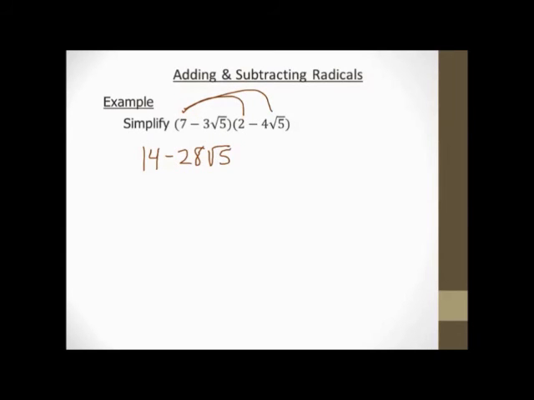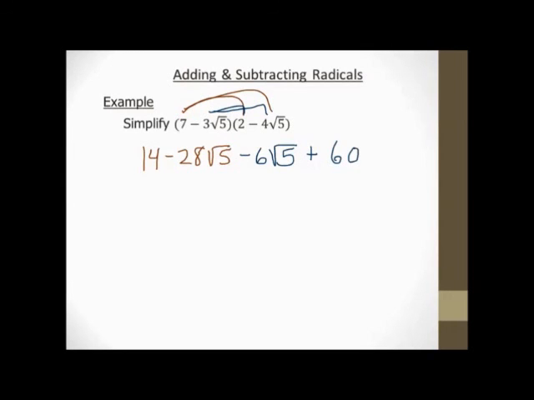Alright, so now I have to distribute the negative 3 square root of 5 to both terms. So negative 3 square root of 5 times 2. Negative 3 times 2 is negative 6 times the square root of 5. Alright, so here comes the hard part. I'm going to take the signs, then coefficients, then radicals, and multiply them all together. Negative times a negative, positive. My sign is out of the way. Now I just multiply coefficients and radicals. 3 times 4 is 12. Square root of 5 times square root of 5 is 5. So I have 12 times 5, which is 60.